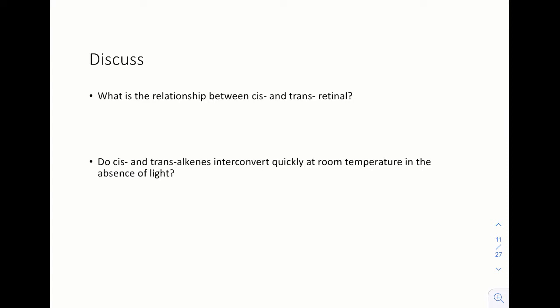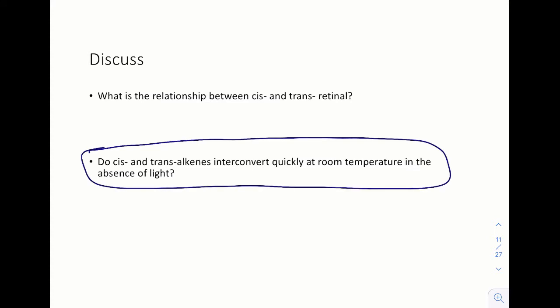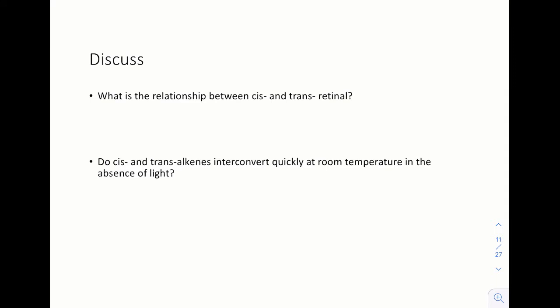So let's just discuss what we learned just now. So what is the relationship between cis and trans retinal? I'd also like you to ponder this question. So do cis and trans alkenes often interconvert quickly at room temperature in the absence of light?